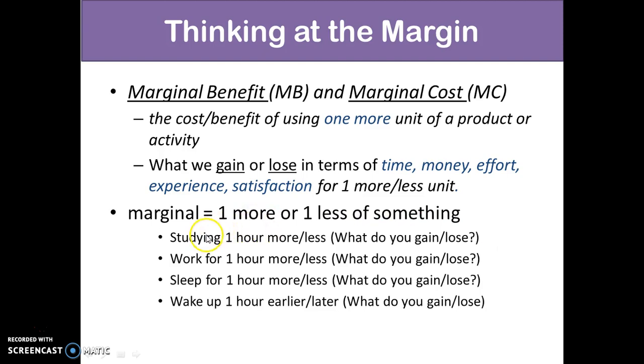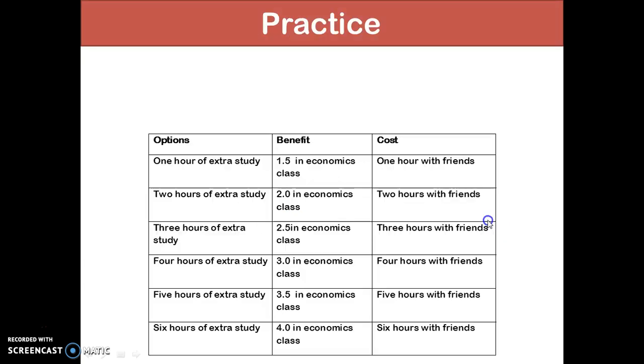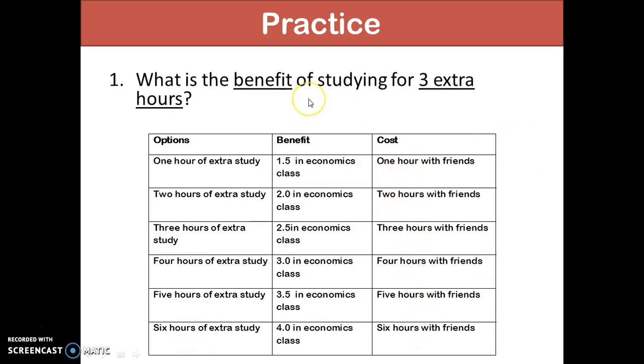Some other examples: studying 1 more hour, working for 1 more hour, sleeping, or waking up 1 hour earlier. You always gain or lose something for that difference of 1. We practiced with this table. We have extra hours of study, the benefit is a grade in economics, and the cost is hanging out with your friends. If we identify the benefit of 3 hours of studying, we go down to 3 extra hours of studying, and we find the total benefit is a 2.5.